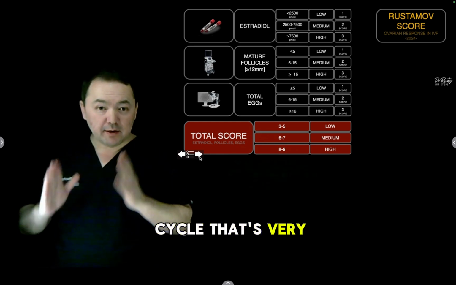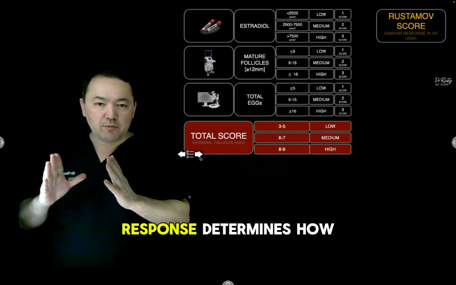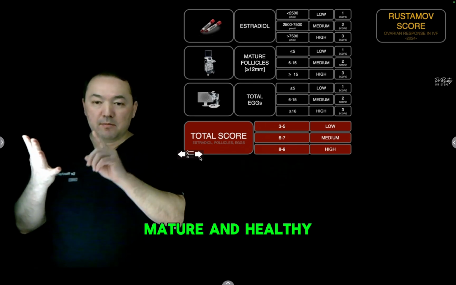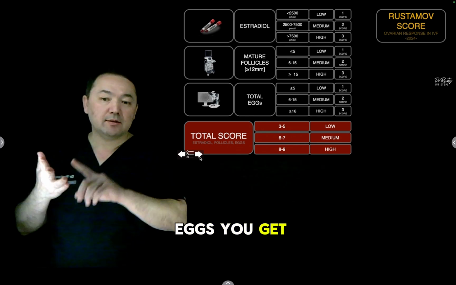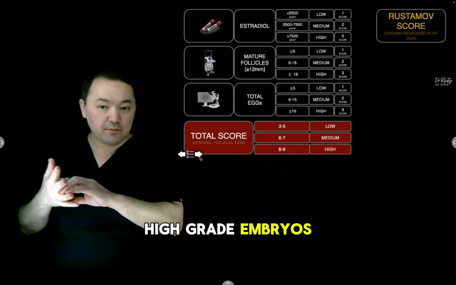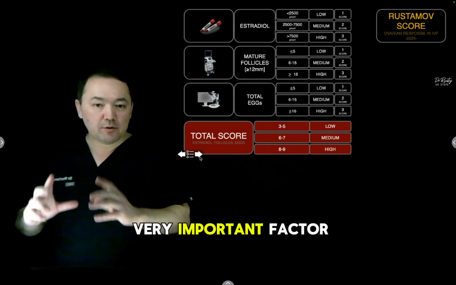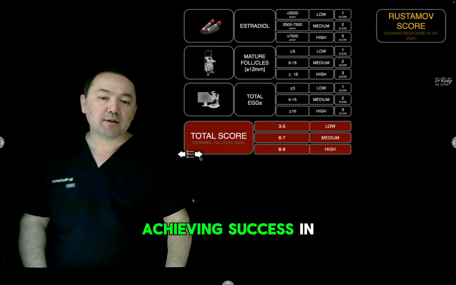That's very critical because your ovarian response determines how many mature and healthy eggs you will get, and how many eggs you get determines how many high-grade embryos you have. That's by far a very important factor in terms of achieving success in your IVF.